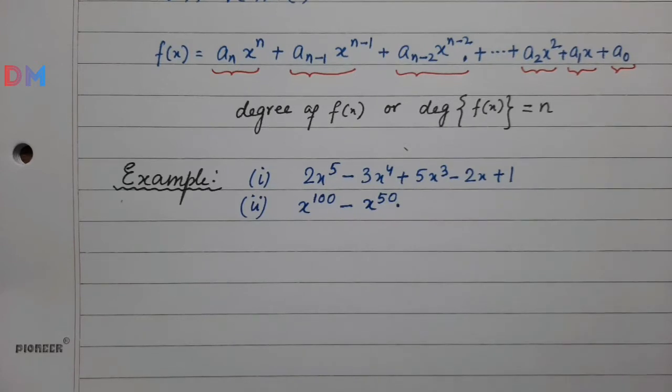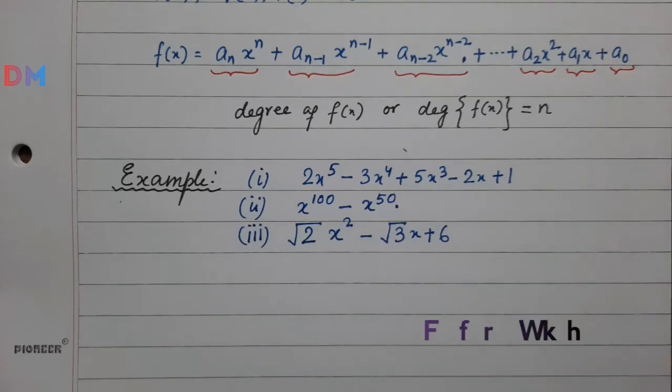And how many terms does this polynomial have? The second polynomial has only 2 terms. One is x to the power 100 and the other one is minus x to the power 50. Let us see this third example. Root 2x square minus root 3x plus 6. So it is a polynomial of 3 terms, where the first term is root 2x square, the second term is minus root 3x, and the third term is 6. And the degree of this polynomial is 2.